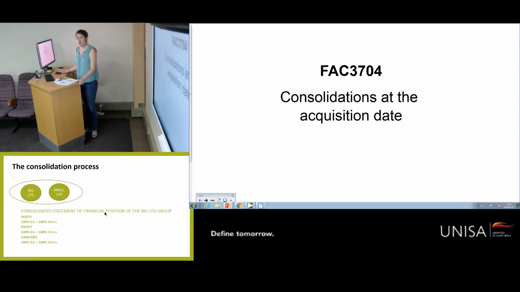The basics of the consolidation process. If we start again, we've got Big and again we've got Small, and we want to do the consolidated statement of financial position. It's very important to remember that with consolidations, you will always add 100% of the assets, 100% of the equity, and 100% of the liabilities. That's your starting point. So you start the consolidation process with 100% and 100%.